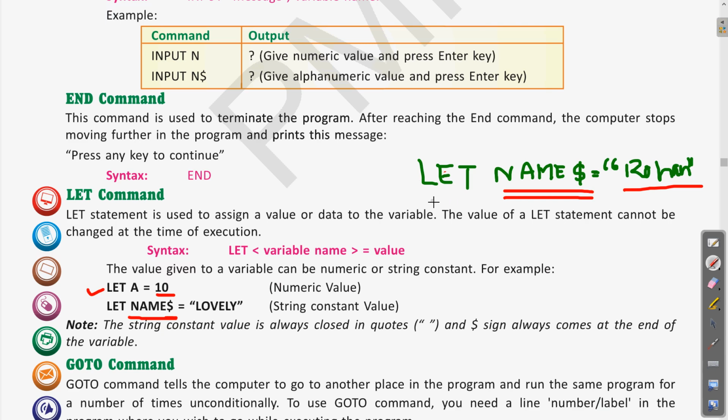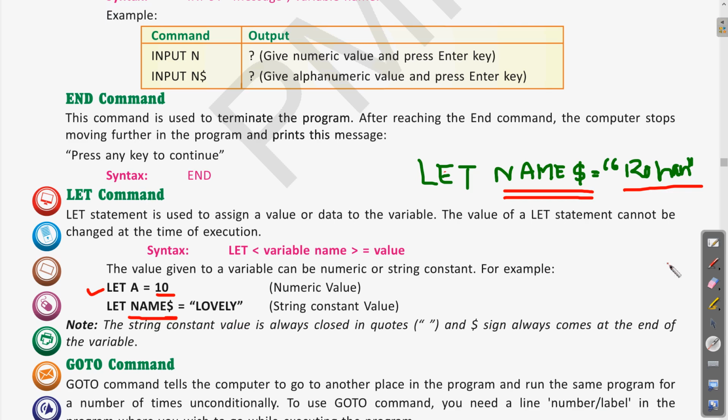So what is the use of the let command? The let command is used for assigning a value to a variable. Clear? You can see in the note also that the string constant value is always enclosed in quotes, and the dollar sign always comes at the end of the variable. Here "lovely" is written with double quotes, so it is a string constant, and the variable which is saving this value has a dollar sign.